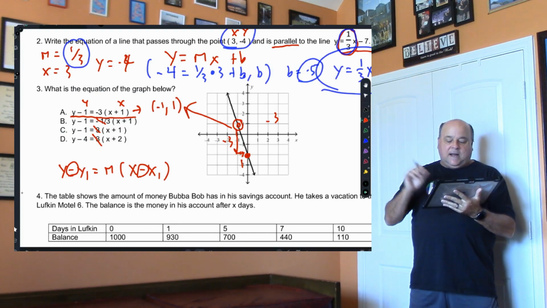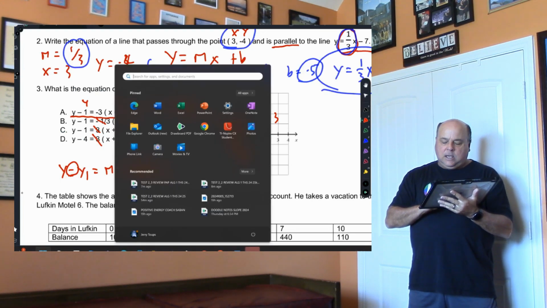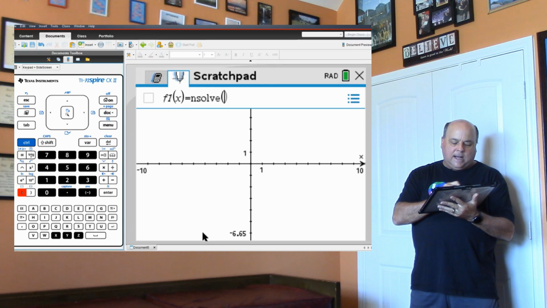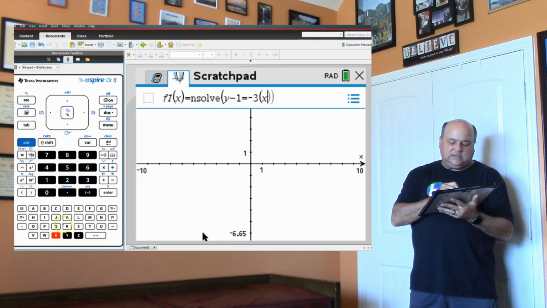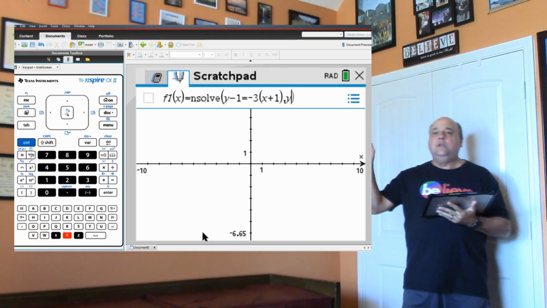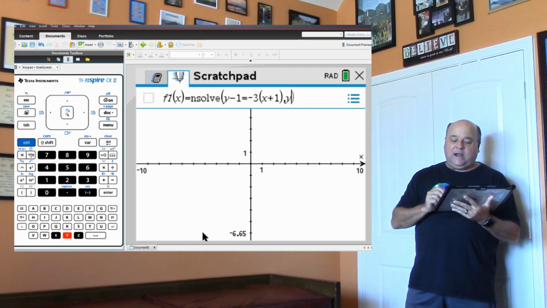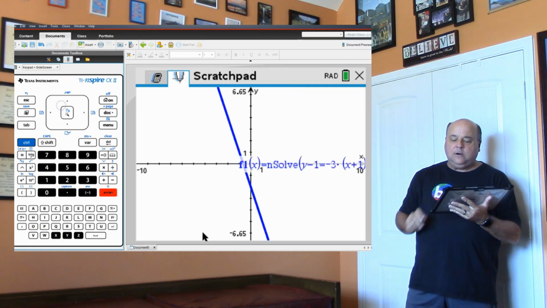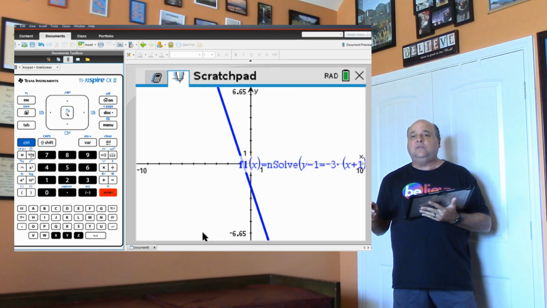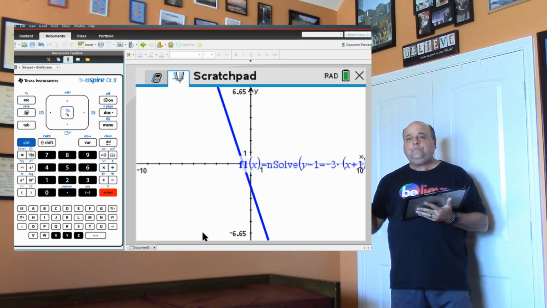So it's y minus 1 equals negative 3x plus 1. So y minus 1 equals negative 3 parentheses x plus 1 close parentheses. I want to solve it for y, don't I? So notice, if I graph this, it should go straight to what that graph looks like. I'm going to hit enter, and notice that's exactly what the graph looks like, doesn't it?